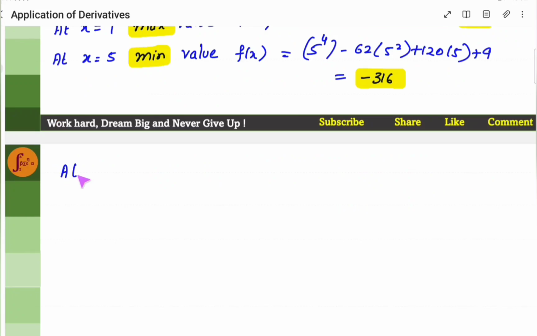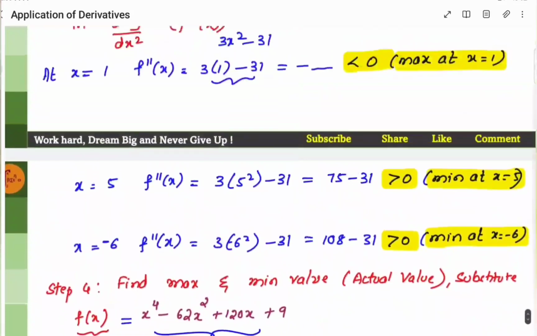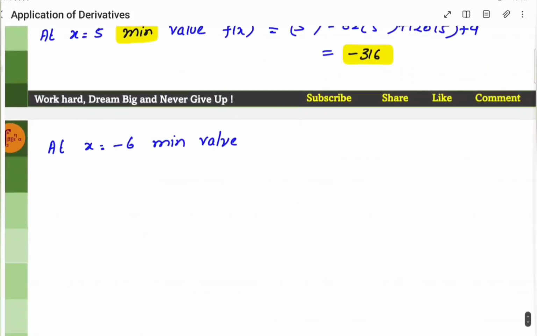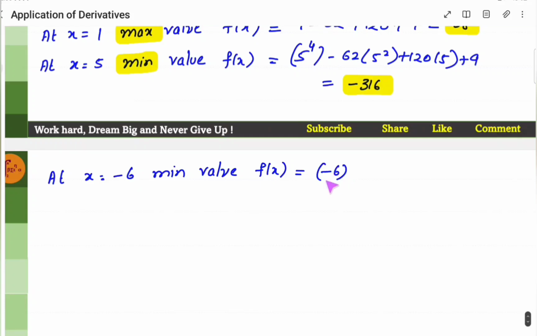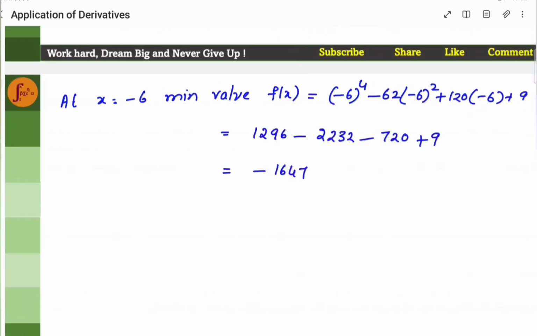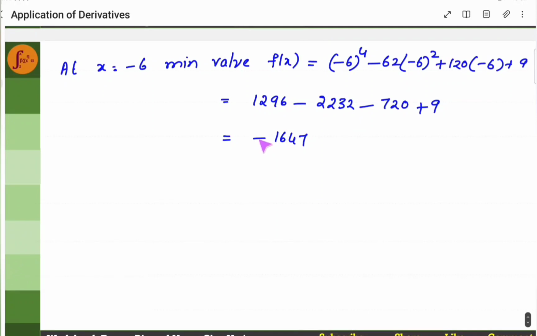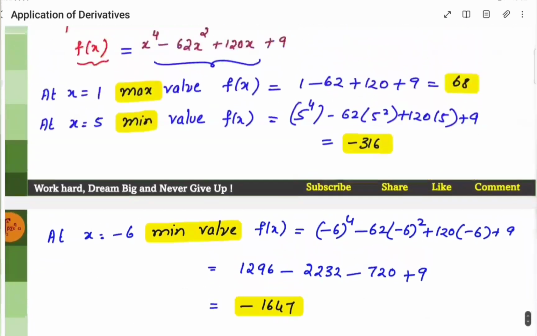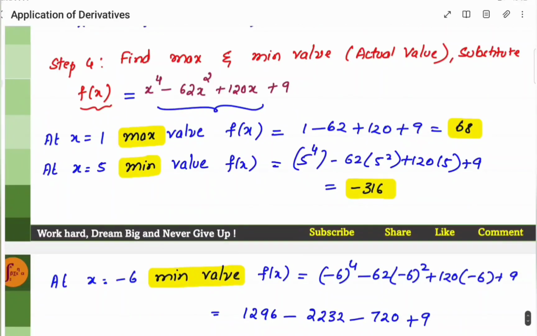Now I'll find it at x is equal to minus 6. This is also a minimum value, right? x is equal to minus 6 is also minimum. So the minimum value is minus 6 to the power 4 minus 62 into minus 6 square plus 120 into minus 6 plus 9. On calculation I will get minus 1647. So this is the minimum value. So remember, the minimum value will have a negative sign and the maximum value will have a positive sign.